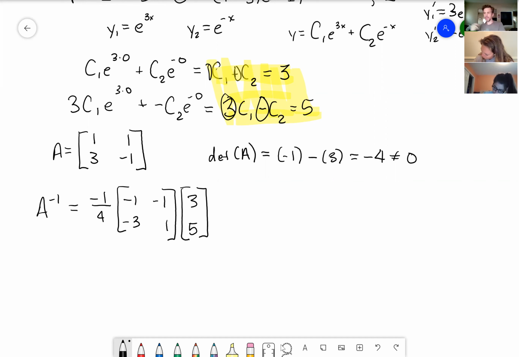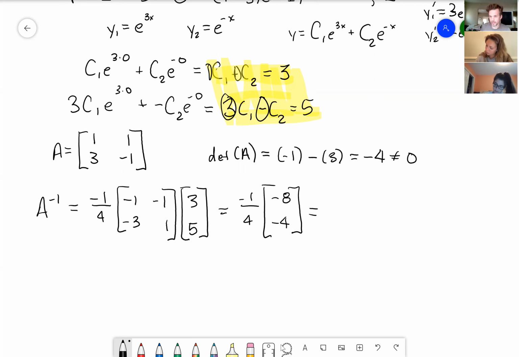So instead of using a method to solve these, now it's just a forward sort of following steps, which is a matter of preference. Okay, so this is negative 1/4. My first entry will be negative 3 plus negative 5, so I'll get a negative 8. My second entry will be negative 9 plus 5, which is negative 4.